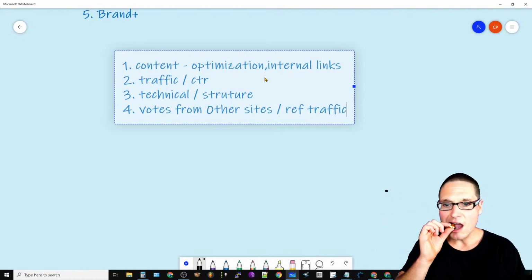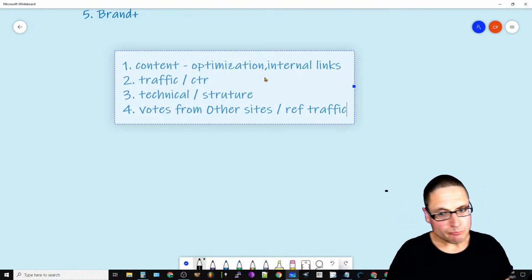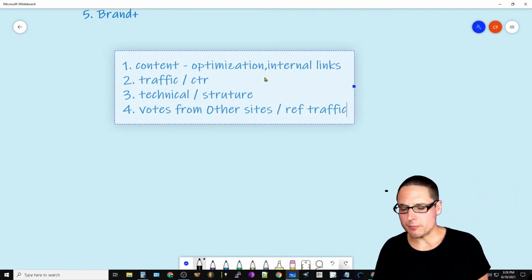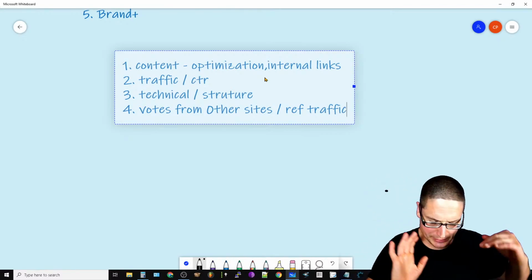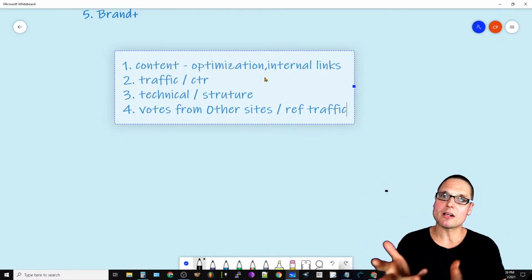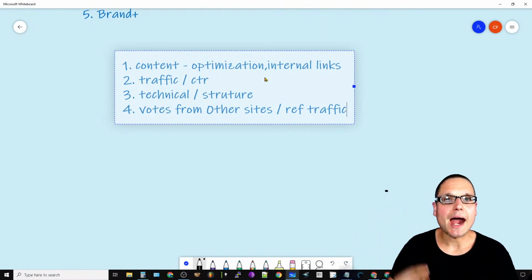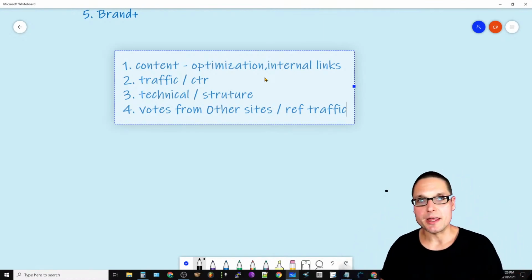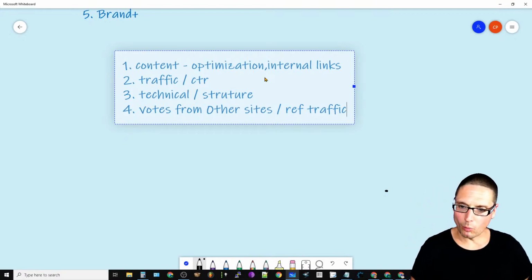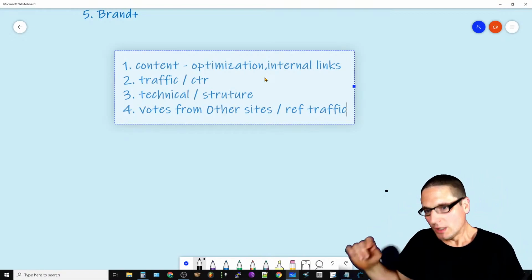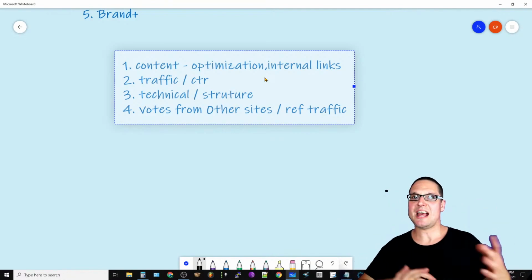There's something there. Number 3, technical and structure, man. Dude, guys, gals, you have no idea. Well, I'm sure you do, actually. The power of the structure of your site. Dude, that is so important. Like the speed and the technical and the structure.